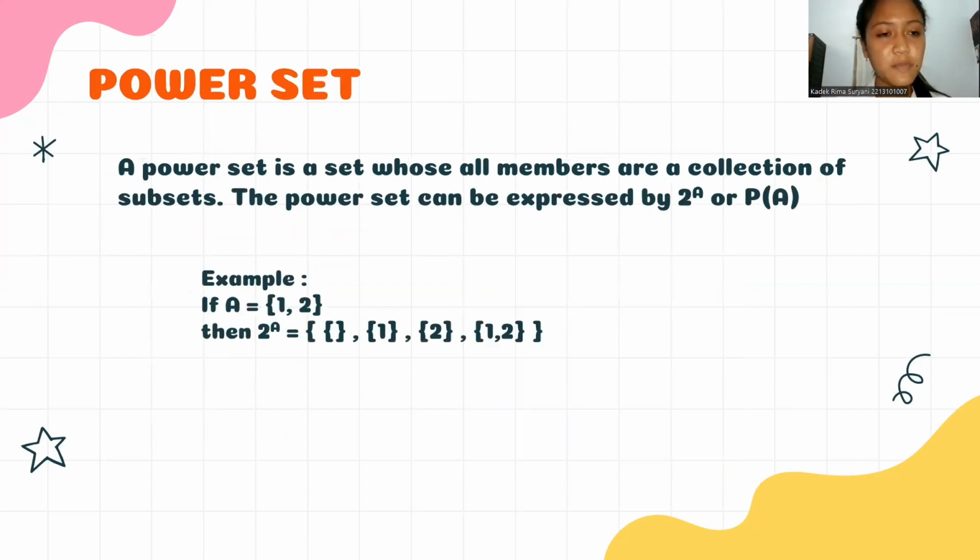Okay, for the next is power set. A power set is a set whose members are all the subsets of a set. The power set can be expressed by 2 to the power of A or P(A). For example, if A is curly braces 1, 2, then 2 to the power of A is equal to curly braces, curly braces 1, curly braces 2, and curly braces 1 and 2.